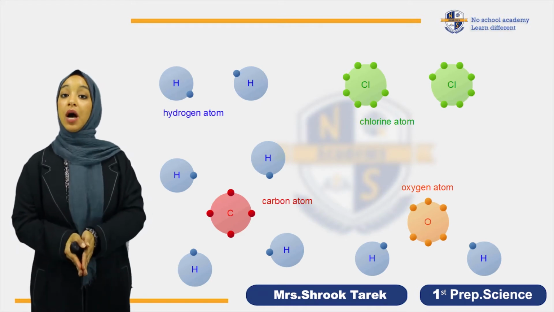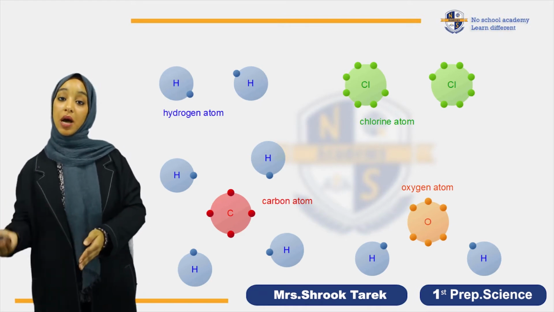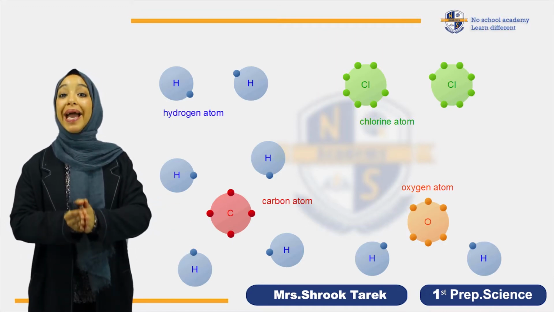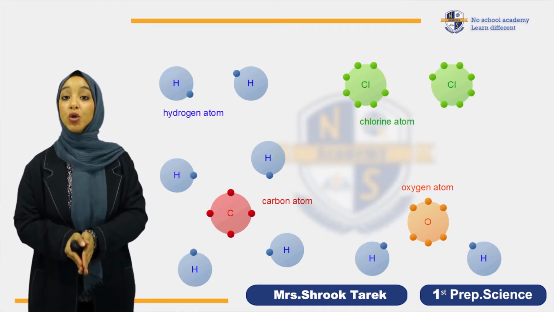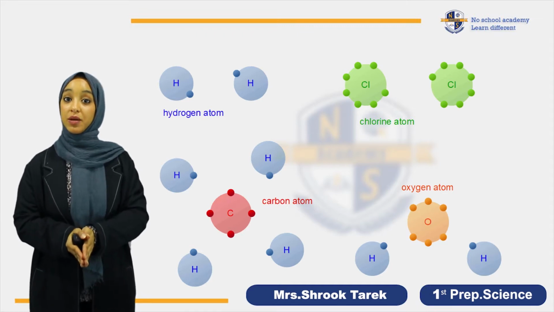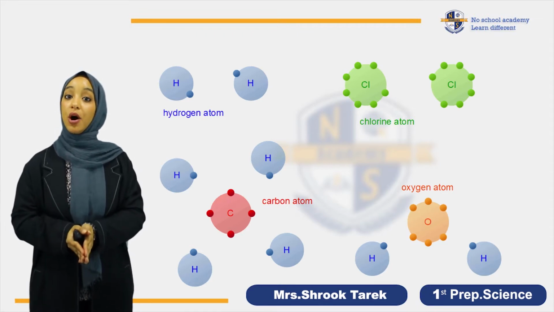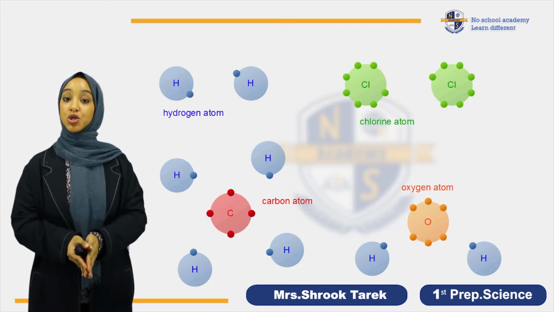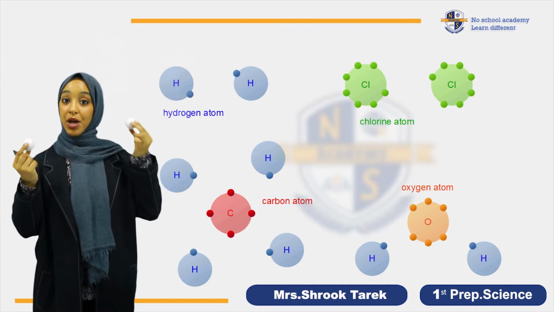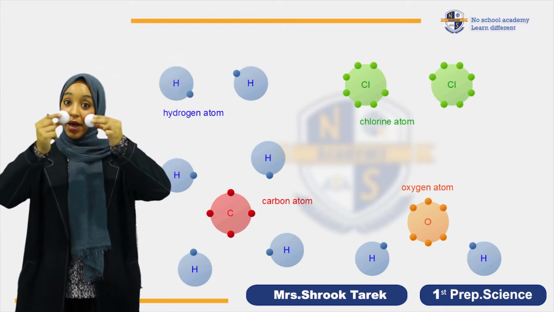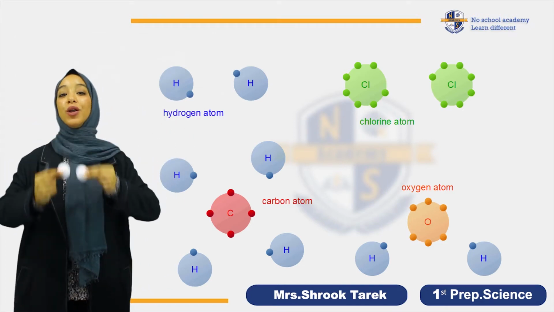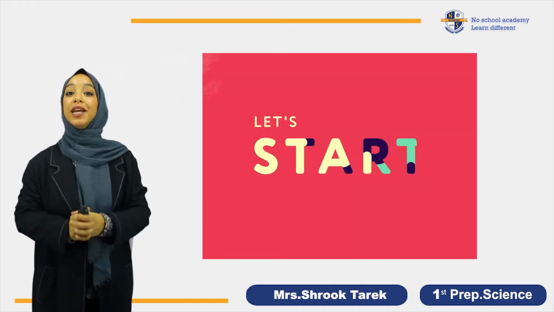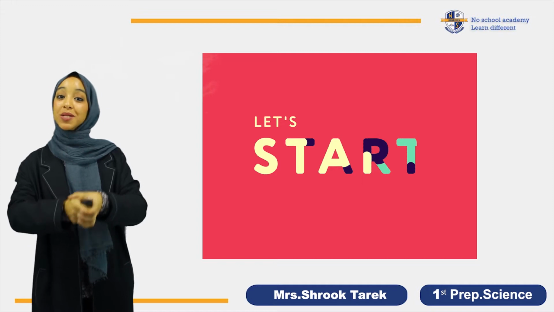For example, hydrogen atom and another hydrogen atom, they want to join together to form H2. Also the oxygen. Oxygen in the air is made up of a molecule of two oxygen atoms. So an oxygen atom and another oxygen atom, they bind together to form an oxygen molecule, O2. طيب يبقى now let's start علشان نفهم أكتر how do atoms bind together.